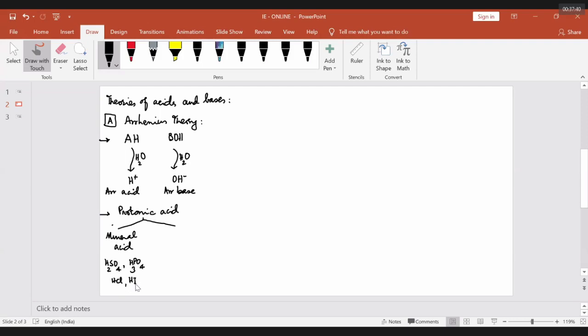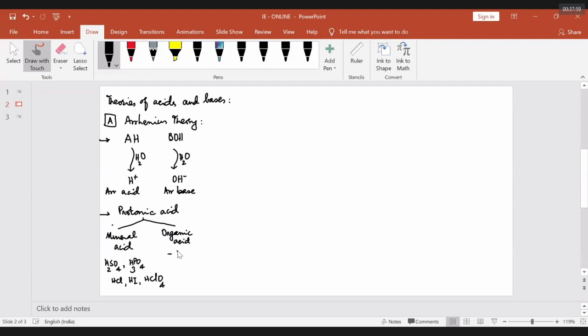HI, and who is that fellow? Perchloric acid, HClO4. The strongest of all acids is called perchloric acid. These are called mineral acids. Then we have organic acids. Because of this reason, the author says inorganic acid. This is inorganic or mineral acid.